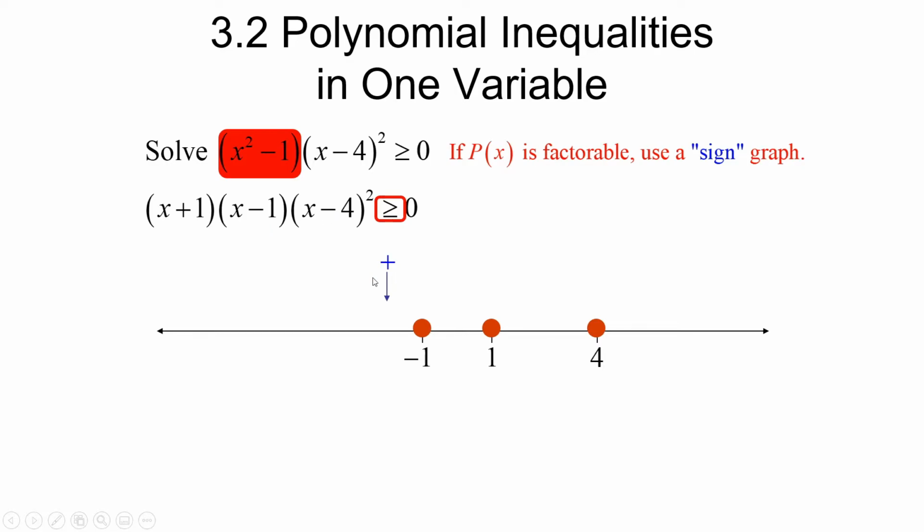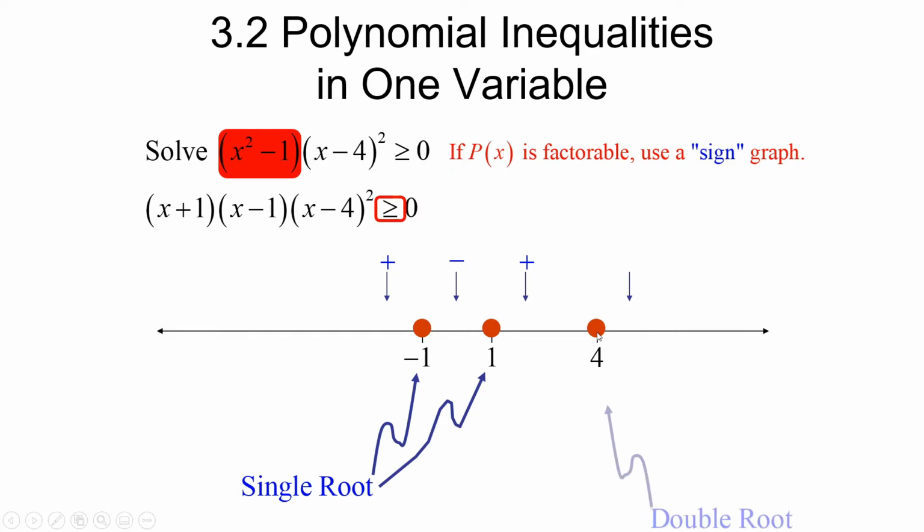Now, I don't have to do any more crunching of numbers if I understand my roots. That negative 1 is a single root because of the factor x plus 1. So that means the sign will have to change. So if I'm positive to the left, I will be negative to the right. Now the 1, what kind of root is that? That's also a single root. So if I'm negative to the left of a single root, I must be positive to the right. And then finally, the 4. The 4 is a double root. So over here, with this being a double root, if I'm positive to the left of the double root, I must be positive to the right.